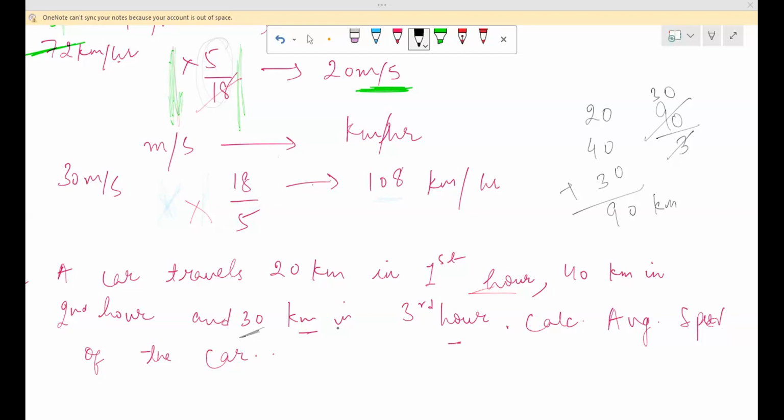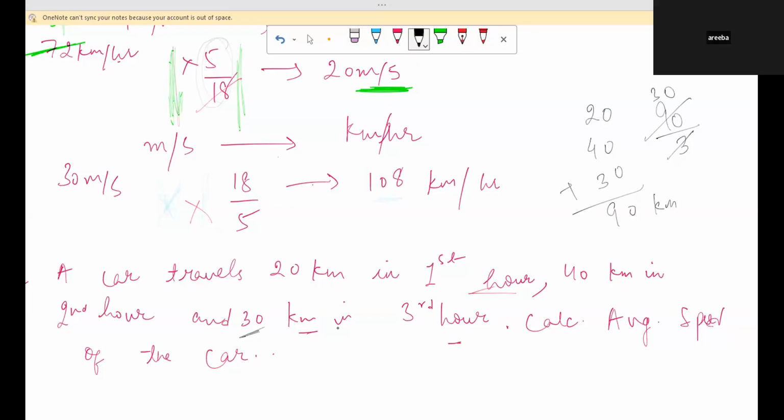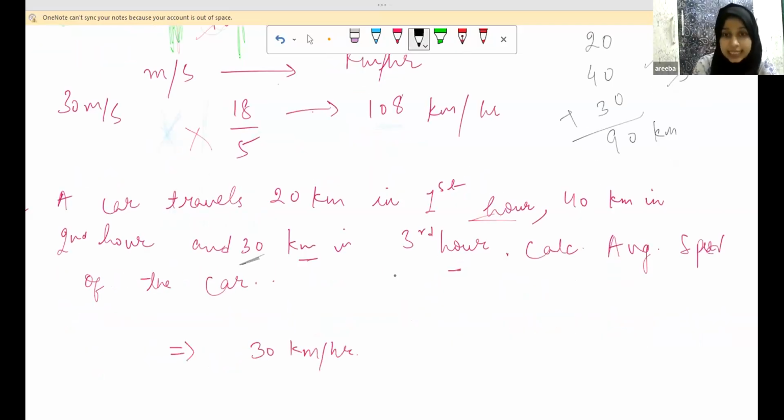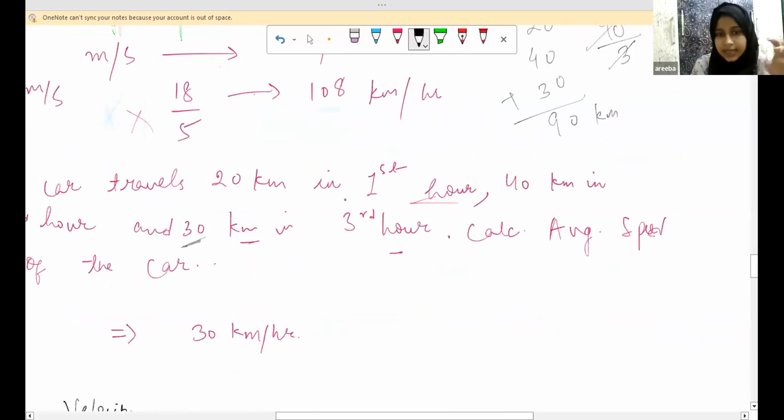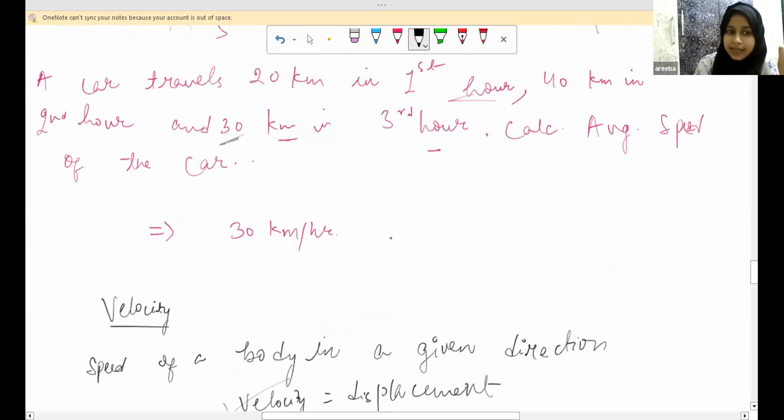Yes, ma'am. Finish. कितना आया बताओ? So the average speed is 30 kilometer per hour, है ना? 30 kilometer per hour. यस, वेरी गुड. कैसे किया? Simply added the distances and added all the time. 3 hours was the total time, है ना? लास्ट तो यही है. 90/3 करके आ जाएगा.